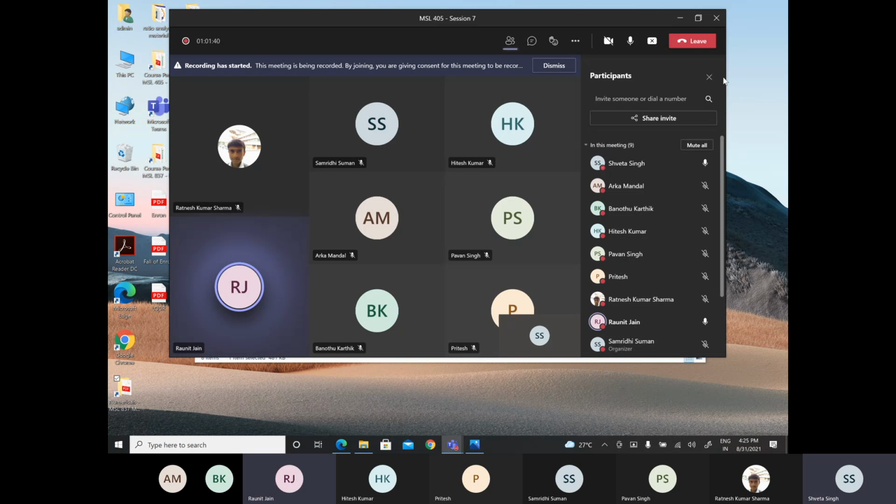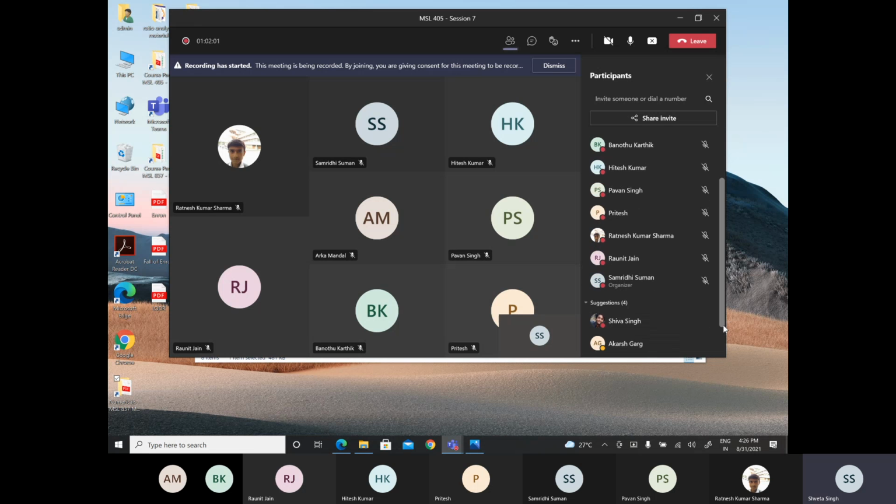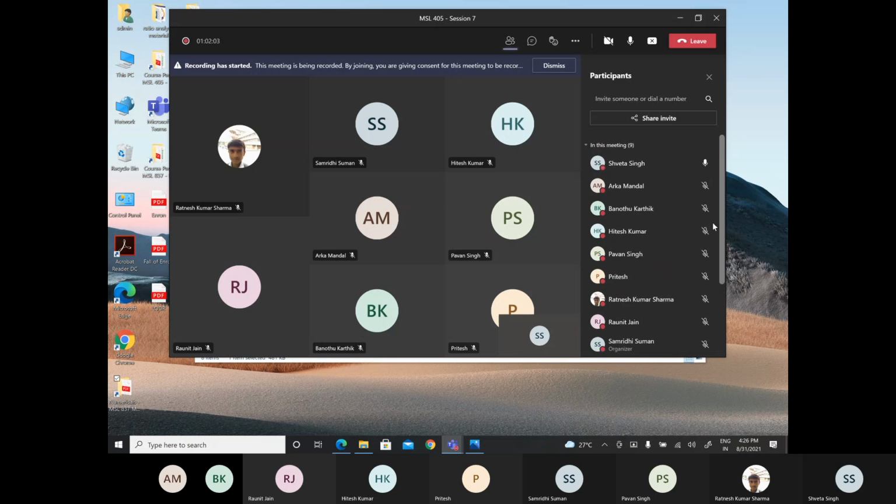Okay, ma'am. Thank you. Okay. And Ronit, I hope that now you were able to see the basic formula and how simple it was. Yes, ma'am. Very good. Anyone else? Arka, Kartik, Hitesh, Pawan, Pritesh, Ratnesh, who else is there? Anyone else who had any doubts? No one else?